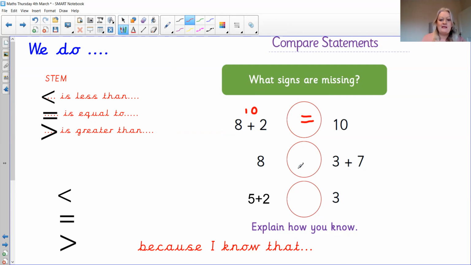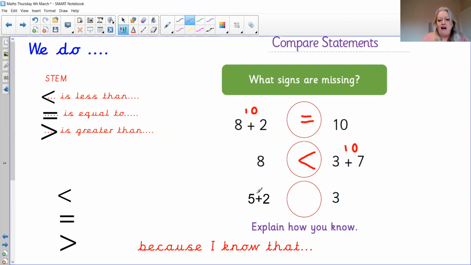Let's see if we've got the same symbols as me. 8 add something, and I have to work that out again. Oh, it's 10. That's right. Did you get 10? So is 8 greater than 10? No, it's not. So we know Charlie Crocodile likes eating the bigger number, which is over here.